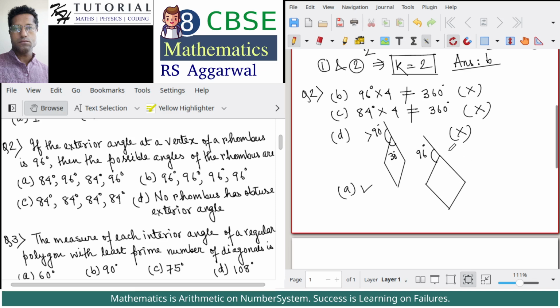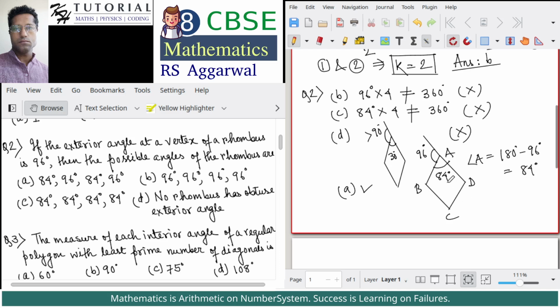Just for the sake of discussion, let's say the rhombus is ABCD, and let's say this is the exterior angle, which is 96 degrees. We know that the exterior angle and the corresponding interior angle are supplementary. That is, the sum of their values is 180 degrees. So angle A has to be 180 degrees minus 96 degrees, which is equal to 84 degrees. So this is 84 degrees.